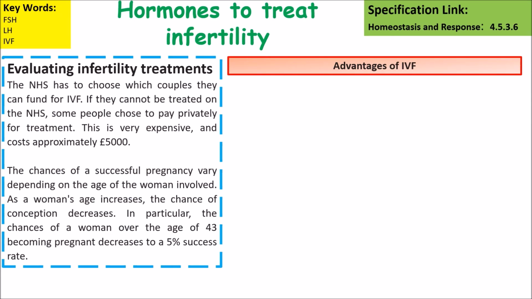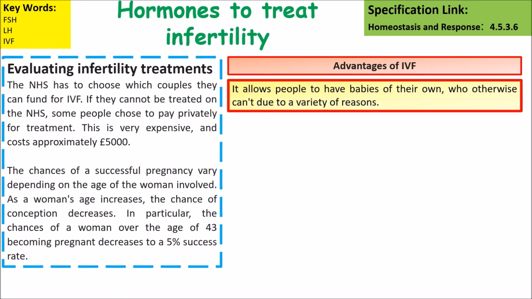So the NHS choose which couples to give IVF treatment to. Right. There are a few advantages of IVF treatment. So it allows people to have babies who otherwise couldn't.